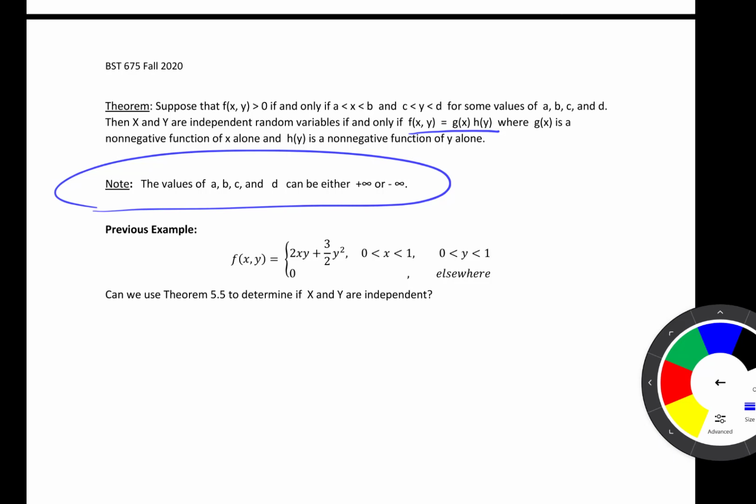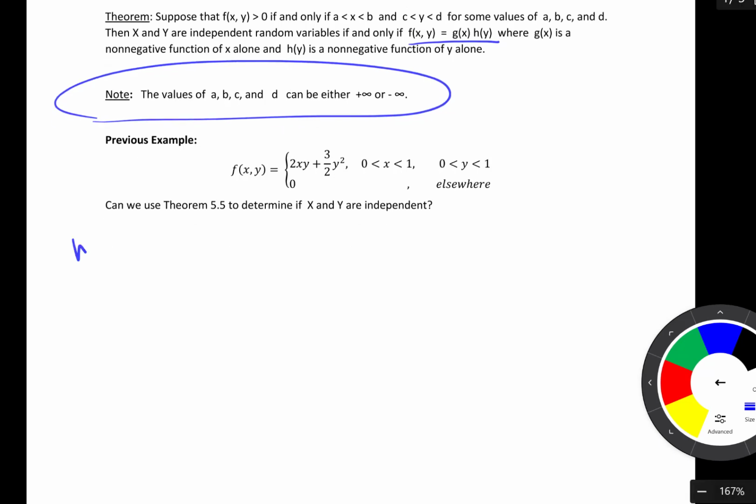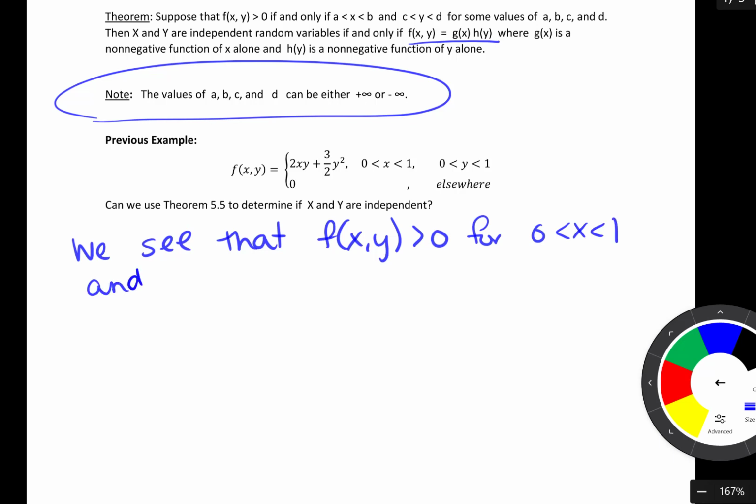And so our question here is, can we use Theorem 5.5 to determine if x and y are independent? And remember, we already know that they're not. But can we do that? So notice we see that f of xy is greater than 0 for x between 0 and 1, and for y between 0 and 1. So we could say let a equal c equal 0 and b equal d equal 1.